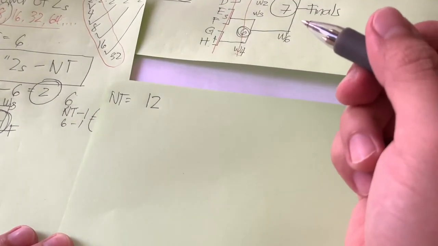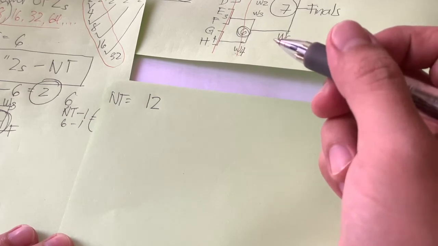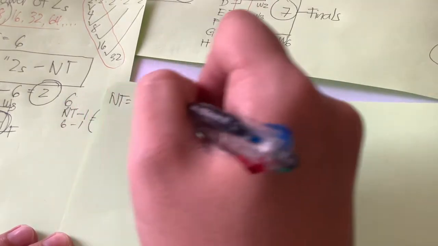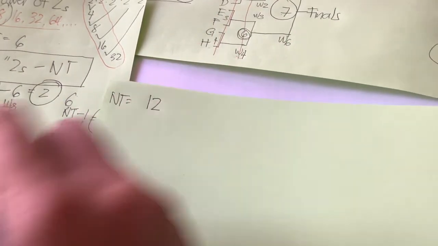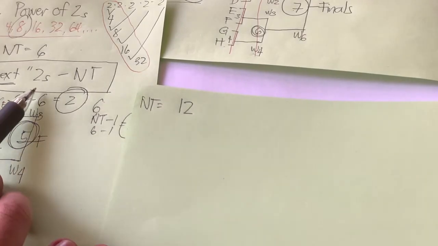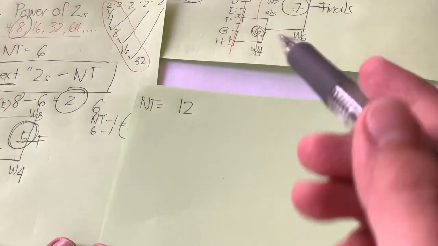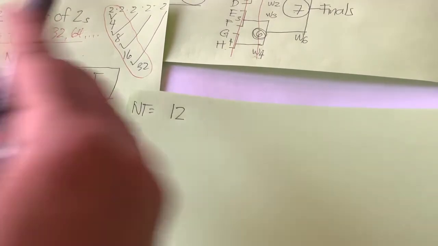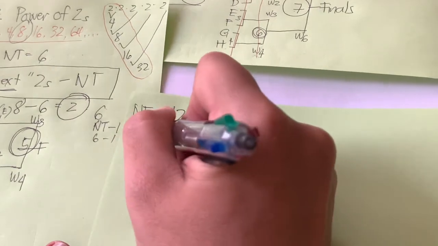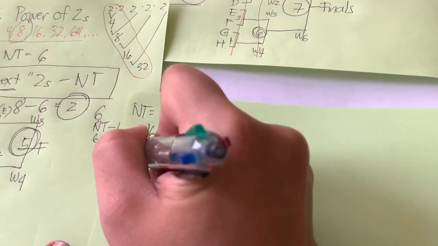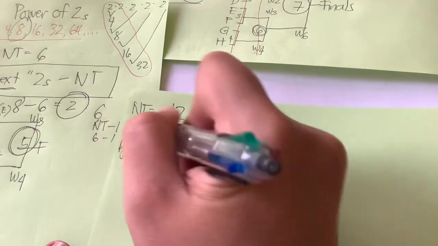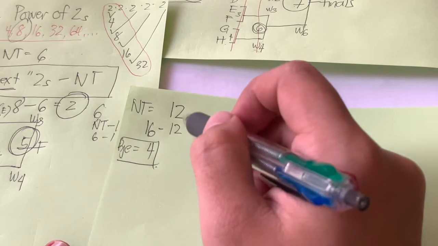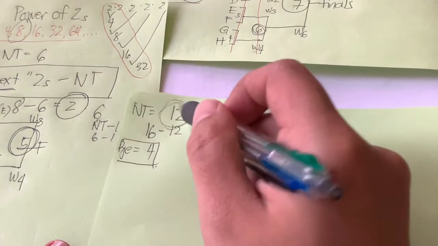We have 12. So let us first find out how many buys will be in this team. What is the formula of getting a buy? Next power of 2 minus team. So in this case, what is the next power of 2 here? 16. So 16 minus 12, it will be 4. So 4 will become the buy for 12 number of teams.